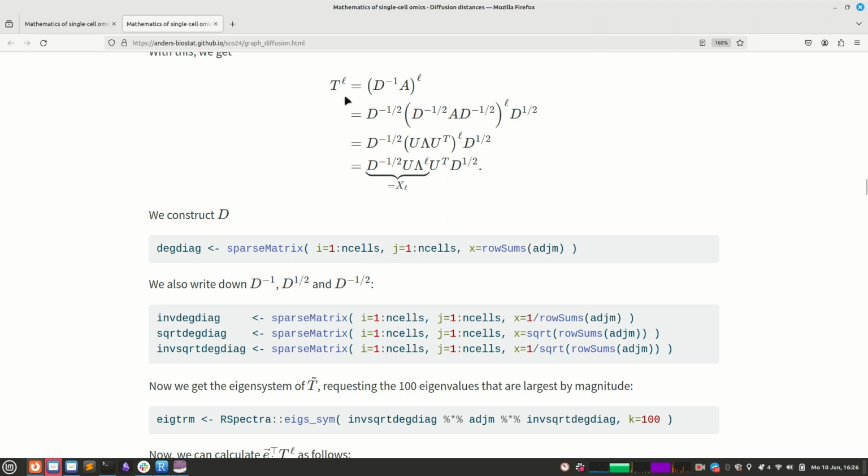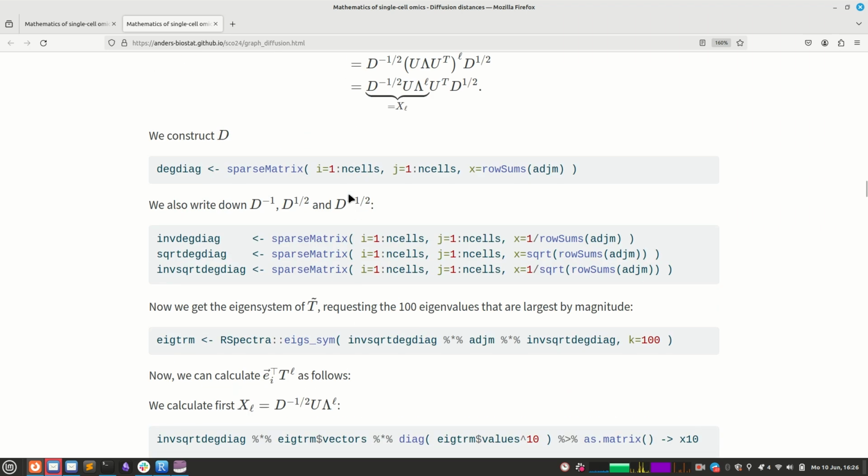But for high exponents, this matrix T to the L quickly blows up and loses its sparseness and has values everywhere and becomes very big and unwieldy. But if we only calculate the matrix multiplication from the left up to the lambda to the L, the following happens. With lambda, these are the eigenvalues, and they are sorted in reduce. We are going down slowly in magnitude.